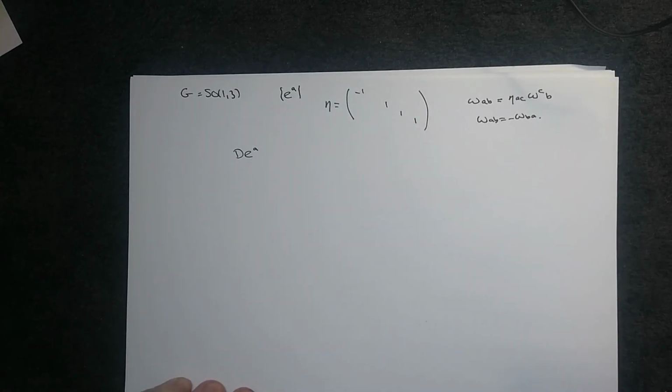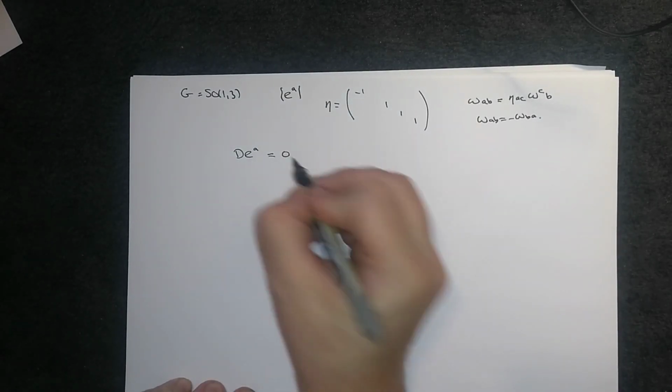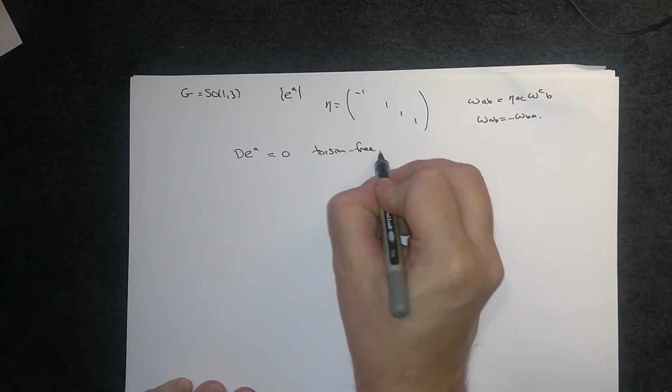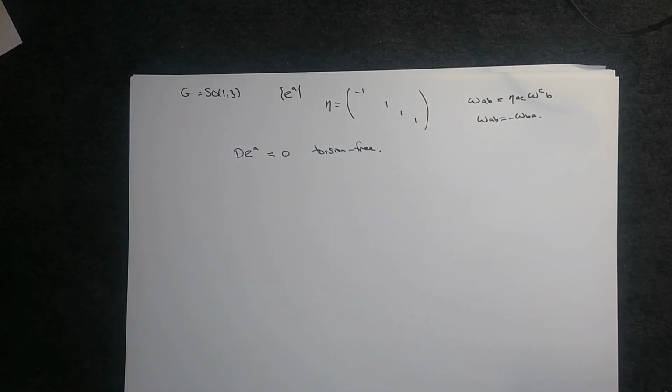Now, D E^A, the elements of this frame, is 0 if we're looking for a torsion-free connection. So of all the connections which are consistent with the metric, one which is torsion-free is the Levi-Civita connection. When you first come across general relativity, you assume the Christoffel symbols are symmetric in the lower indices. That was the condition that the connection is torsion-free, and it translates in this case to this condition here.